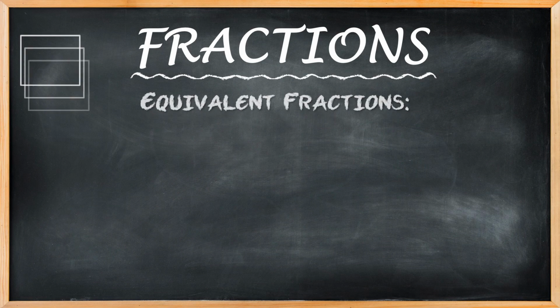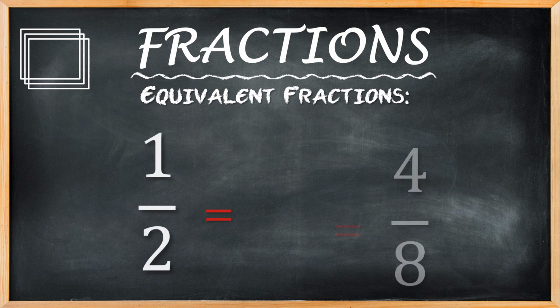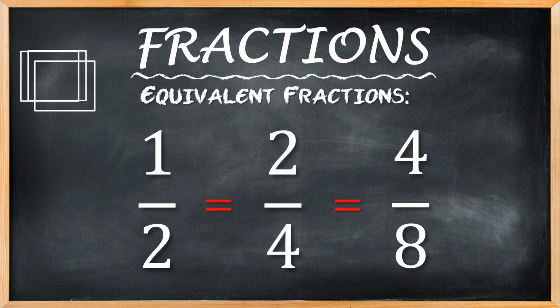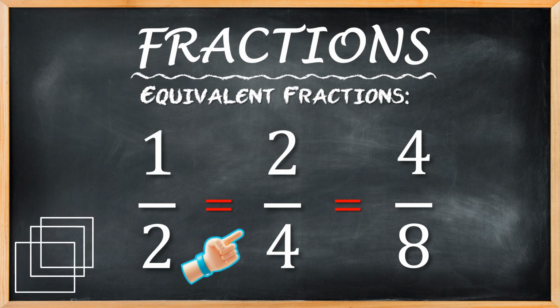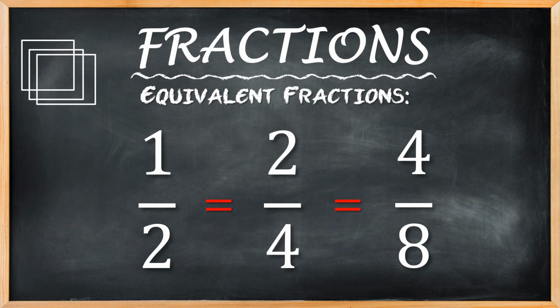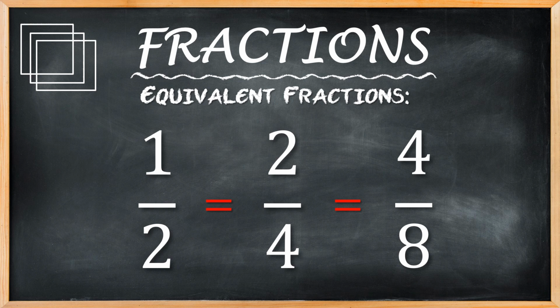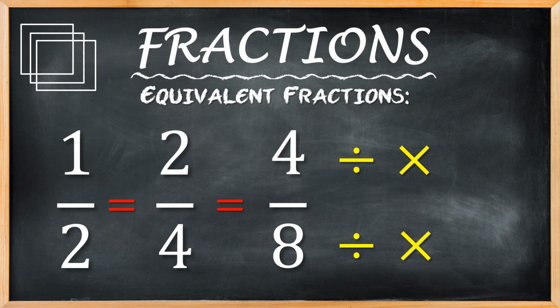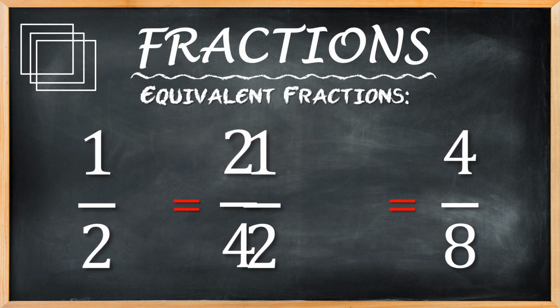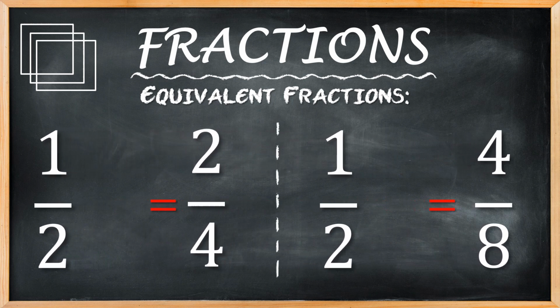Let's begin with equivalent fractions. Equivalent fractions are different fractions that represent the same value. For example, 1/2, 2/4, and 4/8 all represent the same part of a whole. To find equivalent fractions, we use multiplication or division. For instance, if we start with 1/2 and multiply both the numerator and denominator by 2, we get 2/4.